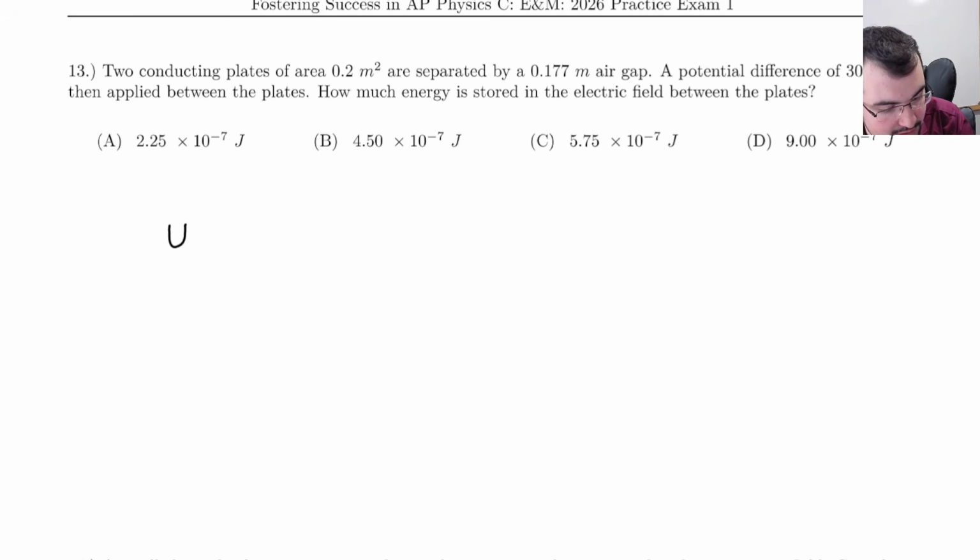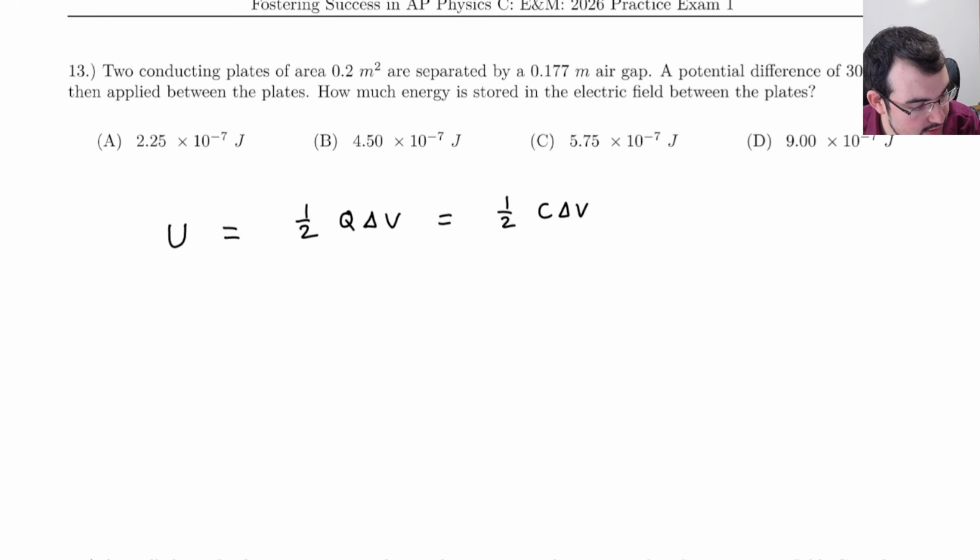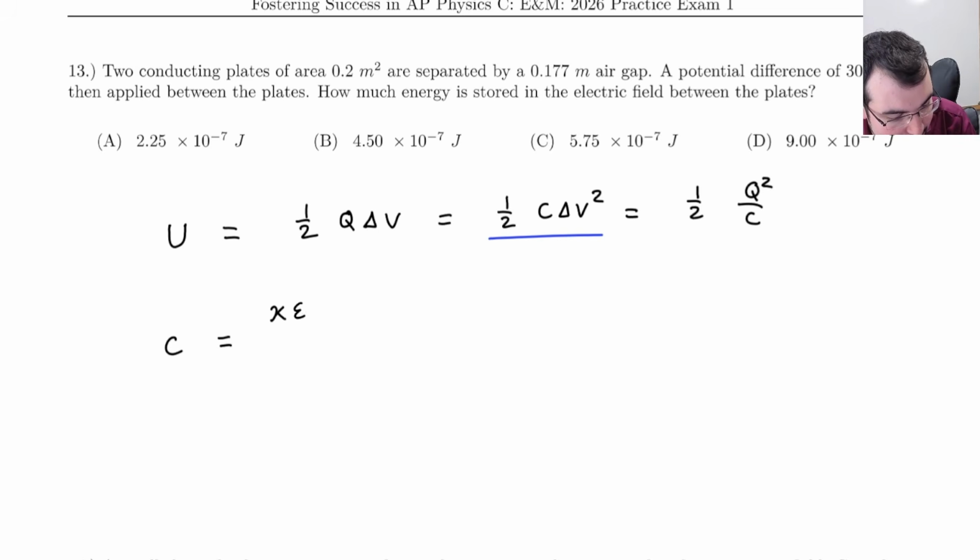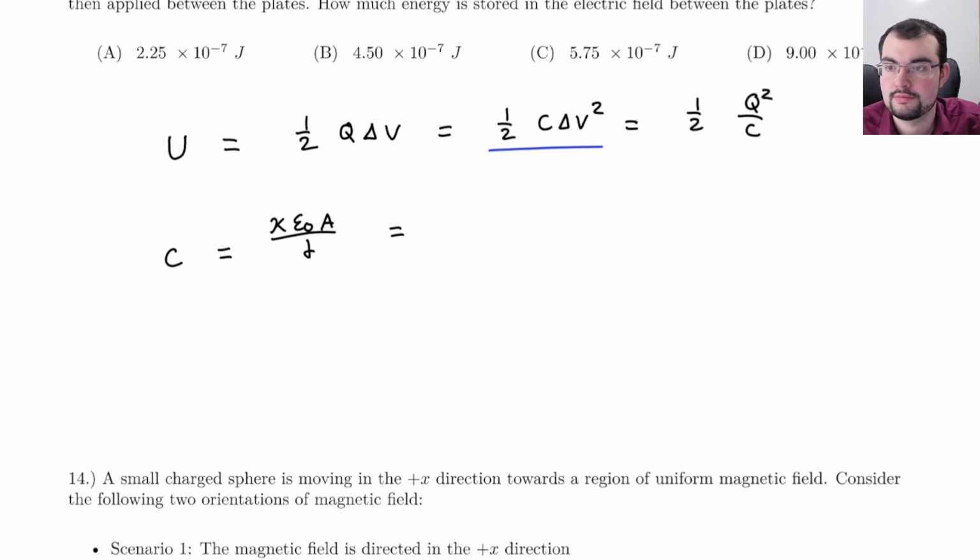So our formulas are as follows. U from a capacitor, the energy stored in its electric field, is 1/2 Q delta V. But Q is CV, so we can write that as 1/2 C delta V squared, or we could write that as 1/2 Q squared over C. Either of these work. We actually want the middle one because we know potential difference, we don't know Q. And we also know what capacitance is. Capacitance is equal to kappa epsilon naught A over D for two parallel plates. And for our case, kappa is 1 because it's an air gap.